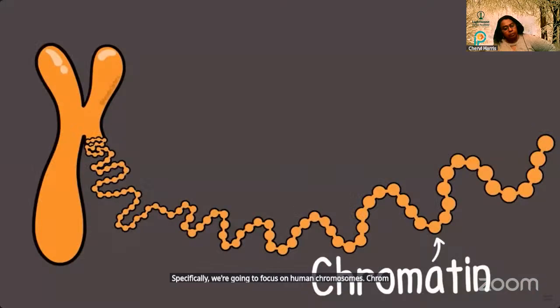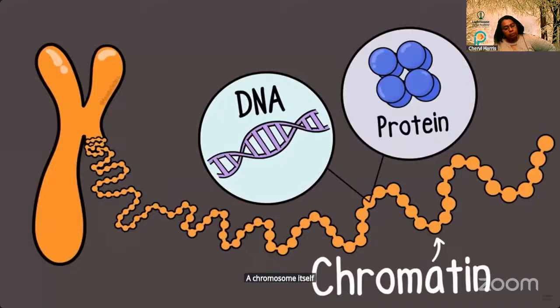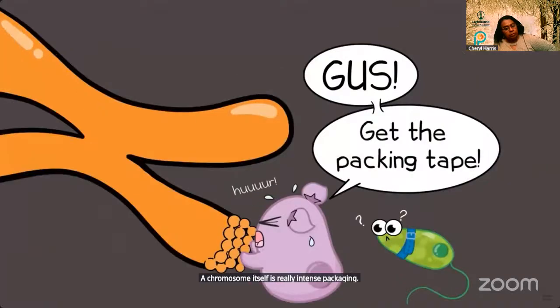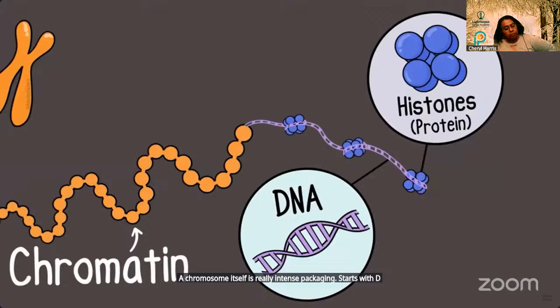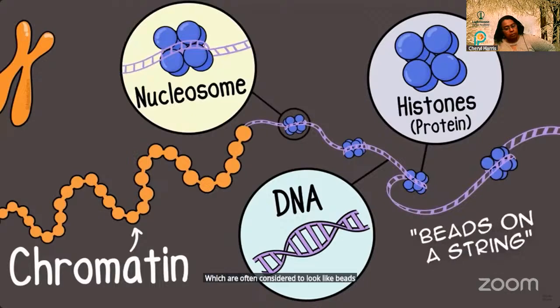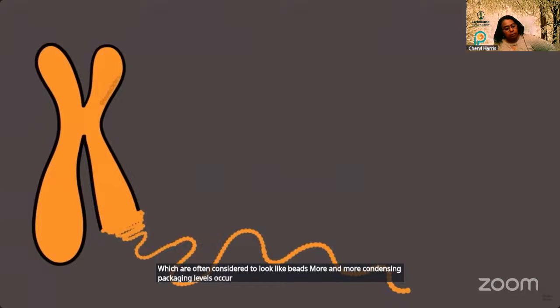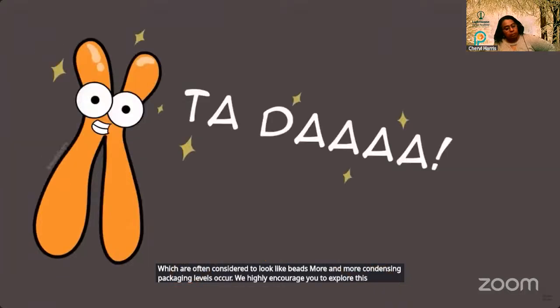Chromosomes are made of chromatin, and chromatin consists of DNA and protein. A chromosome itself is really intense packaging. It starts with DNA being wound around proteins called histones. This forms nucleosomes, which are often considered to look like beads. More and more condensing packaging levels occur. We highly encourage you to explore this until it results into the chromosome level.